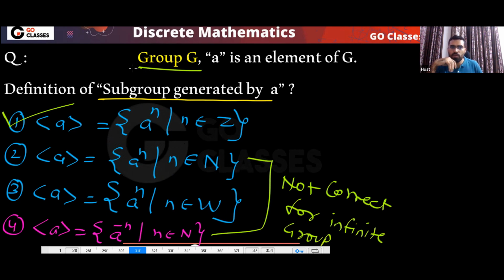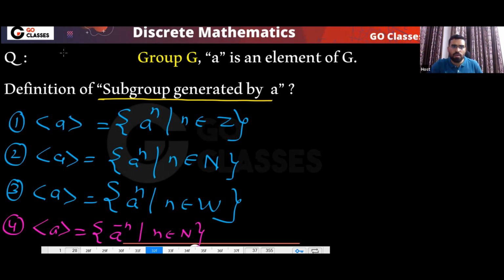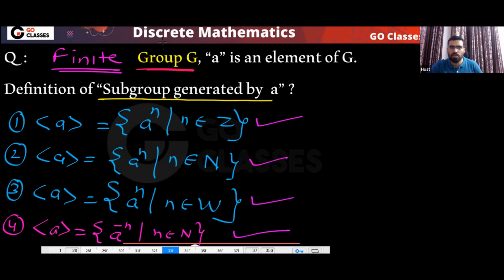Yes or no? This definition is correct, meaning all the integer powers. But I am asking the same question for finite groups. If you have a finite group G, what is the subgroup generated by A? Now all of them are correct. You can notice this is also correct, because you have a finite group.